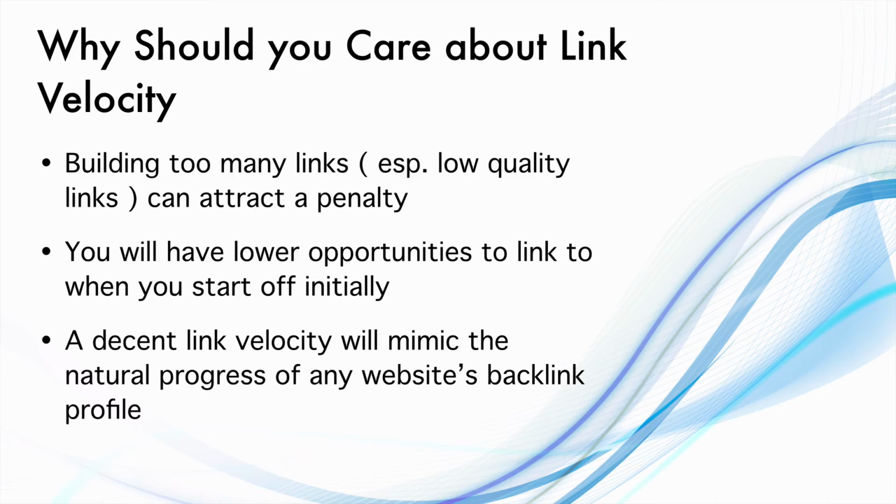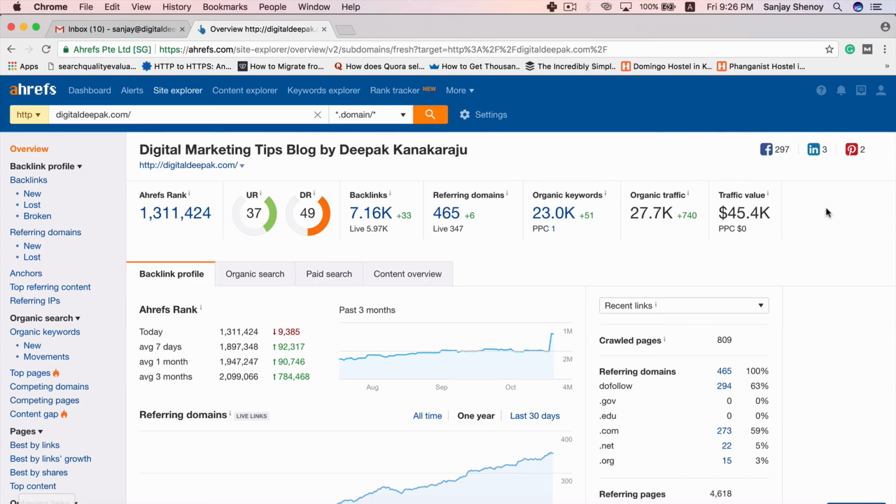I'll quickly jump into Ahrefs and show you how digitaldebug.com's backlink profile looks, and this will give you an idea as to what a natural link velocity looks like. So I am in Ahrefs right now. If you want to, you can go ahead and pay for this tool and use it yourself. It's a great tool. I highly recommend it, especially for SEO purposes. If you can't afford to pay for it, they have a free trial which gives you access to almost all their features. So go ahead and sign up for a free trial, and this should be more than enough.